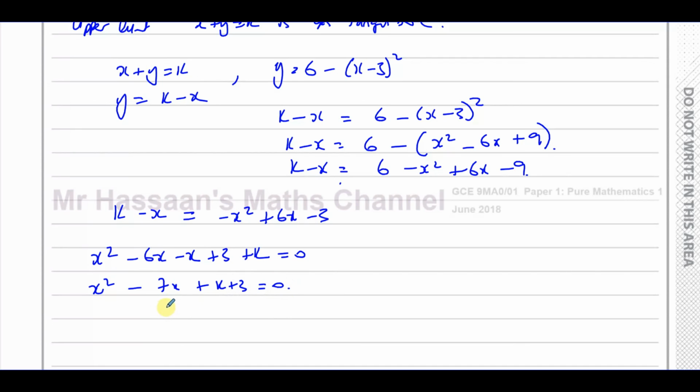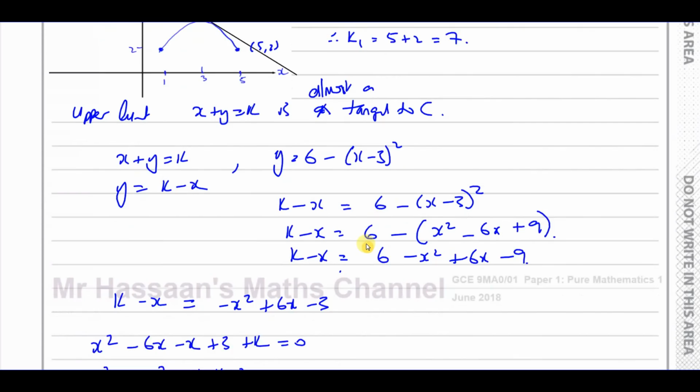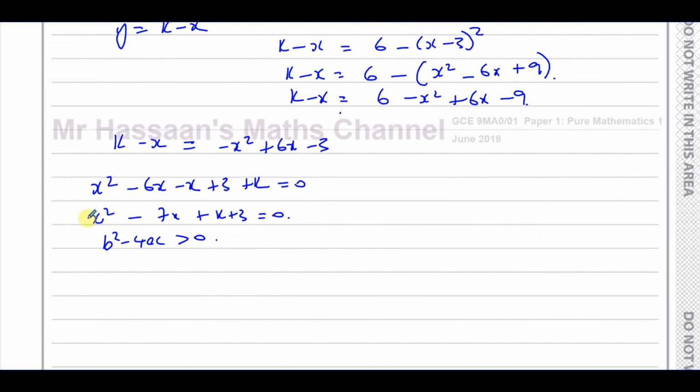Now we want to know when there are two solutions, and we can see that that will be when b squared minus 4ac is greater than 0. A is 1, b is negative 7. A is the coefficient of x squared, so a is going to be 1. B is the coefficient of x, so it's negative 7. And c is the constant, which is k plus 3.